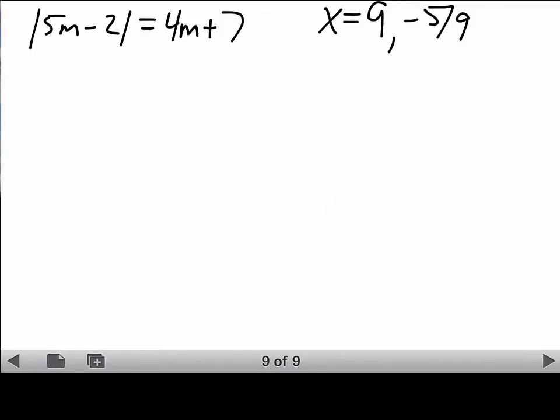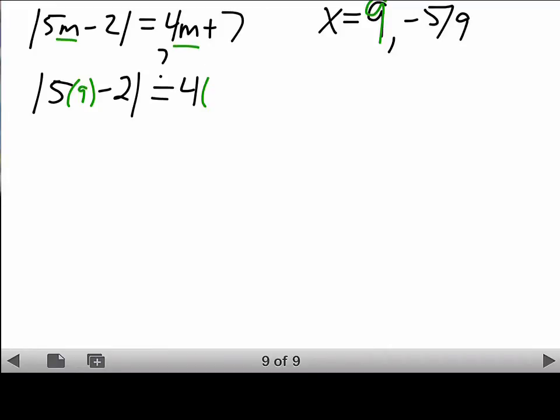Here we're going to check the solutions x equals 9 and x equals negative 5/9 with the equation absolute value of 5m minus 2 is equal to 4m plus 7. To check our solution, what we're going to do is substitute each value in where we see the variable in the original equation. And so here I have the absolute value of 5 times 9 minus 2. And since we're checking it, we're going to put a question mark over the equals sign.